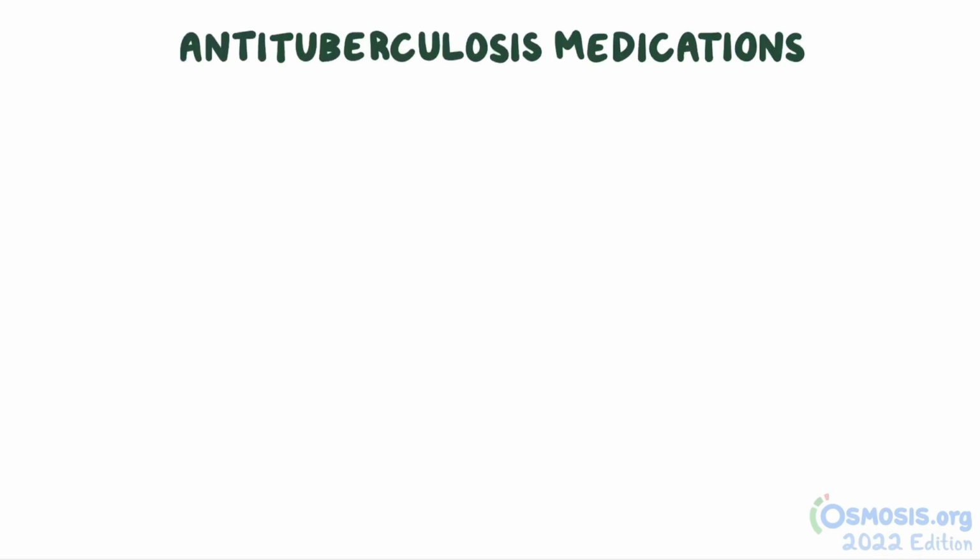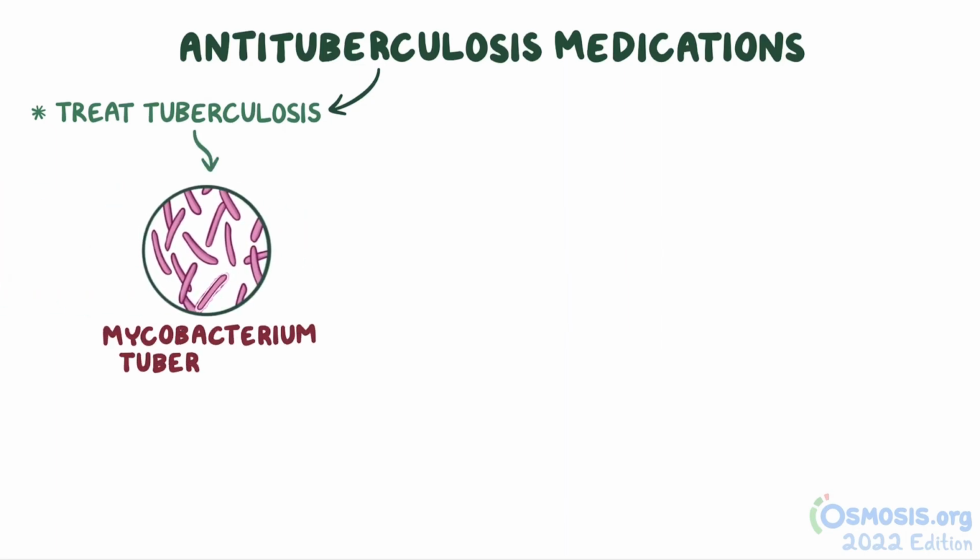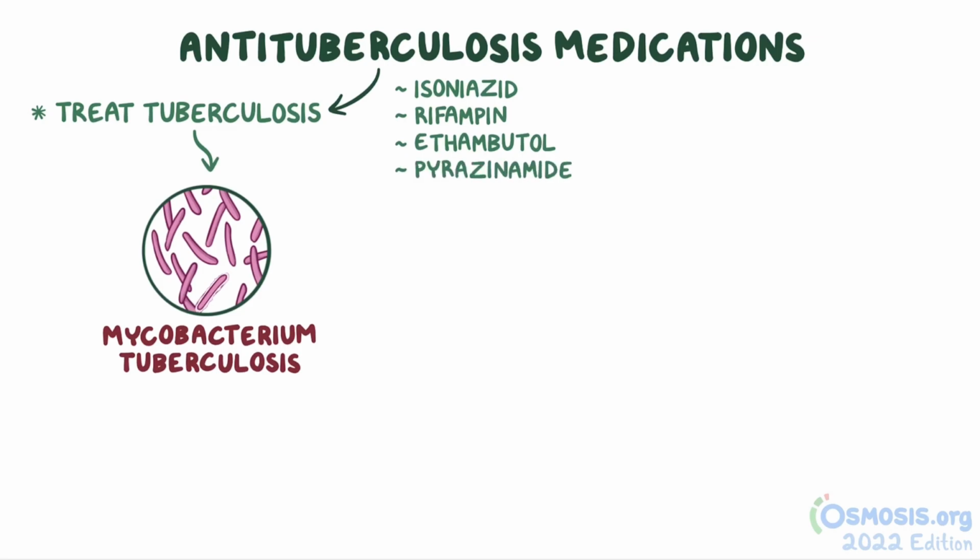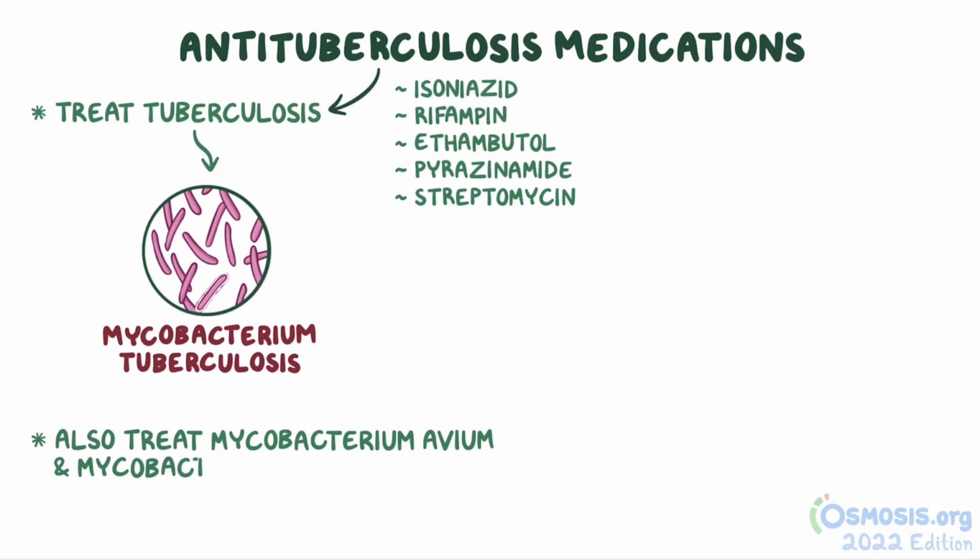Antituberculosis medications are agents used to treat tuberculosis, a disease caused by the bacteria Mycobacterium tuberculosis. These include 4 first-line agents: isoniazid, rifampin, ethambutol, and pyrazinamide, as well as several second-line agents like streptomycin, which is an aminoglycoside. Anti-tuberculosis medications are also used to treat infections caused by other mycobacteria like Mycobacterium avium and Mycobacterium leprae.